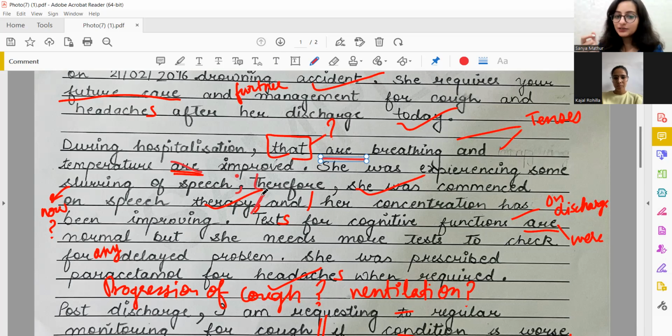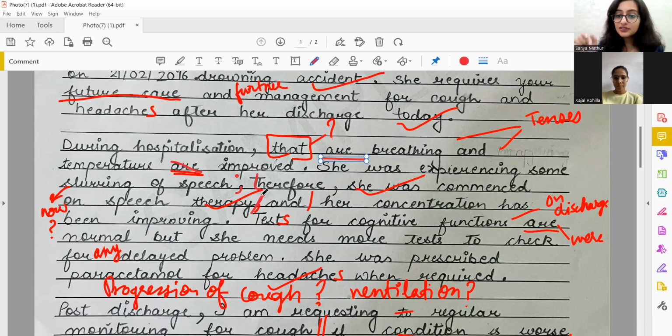When did you find it out that they are normal? So you can write on discharge. So it was on the day of discharge when they were normal. So on discharge, her tests for cognitive function were normal. So this has already happened. So past tense, were normal, but she needs more tests to check for delayed problem, any delayed problem. So whatever might be. So any delayed problem.